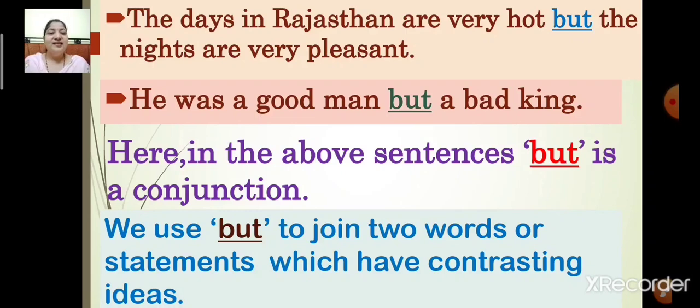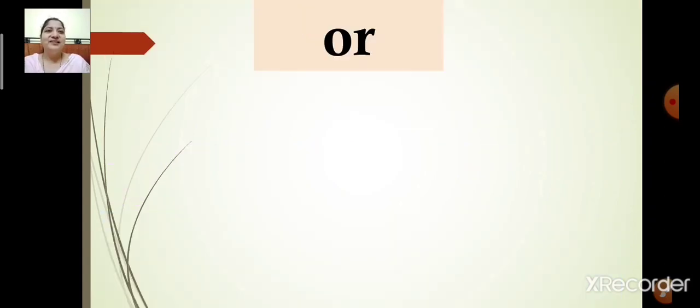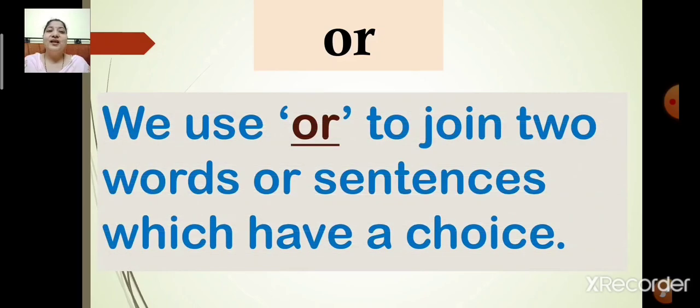Now children, let us move on to the next conjunction, that is or. We use or to join two words or sentences which have a choice. I repeat, we use or to join two words or sentences which have a choice.